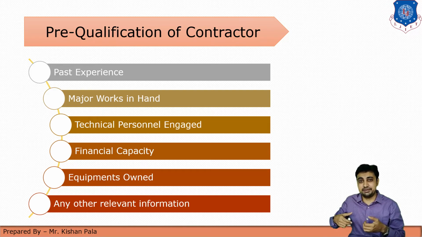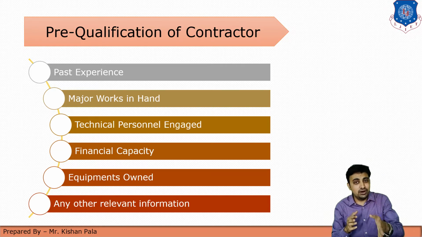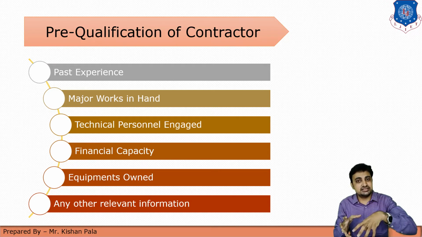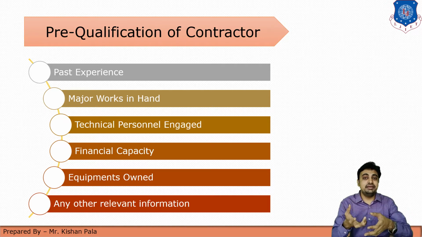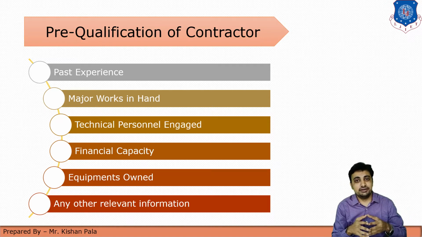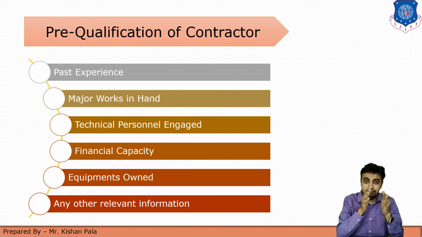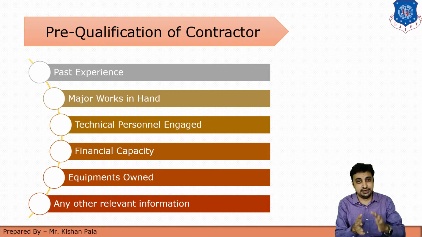If the past experience of the contractor is bad, the contractor may not do the work based on the terms and conditions. If the past experience is bad, it may affect the quality of the work. So the client and owner will select the contractor accordingly. This is one of the qualifications, which is past experience.